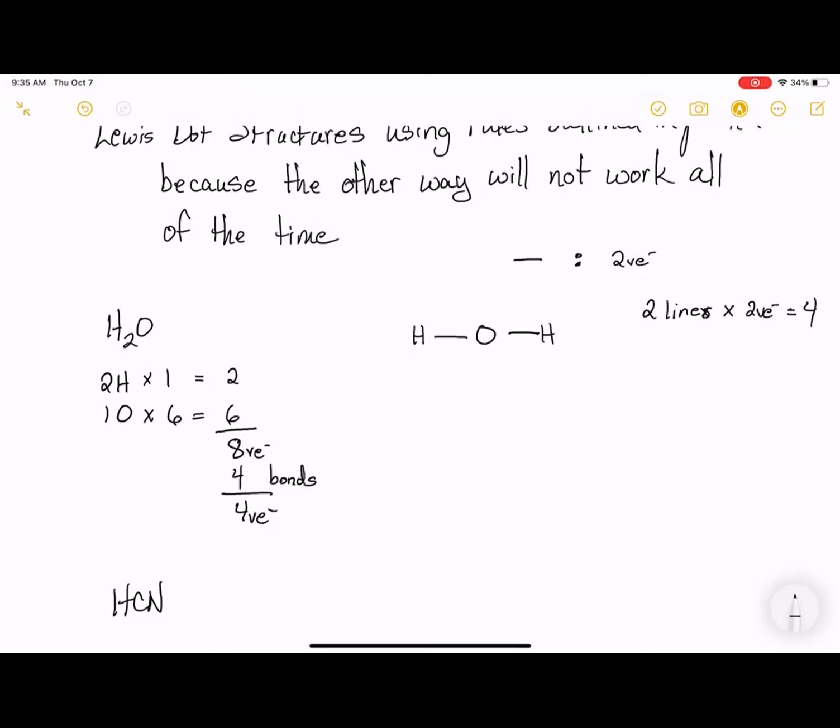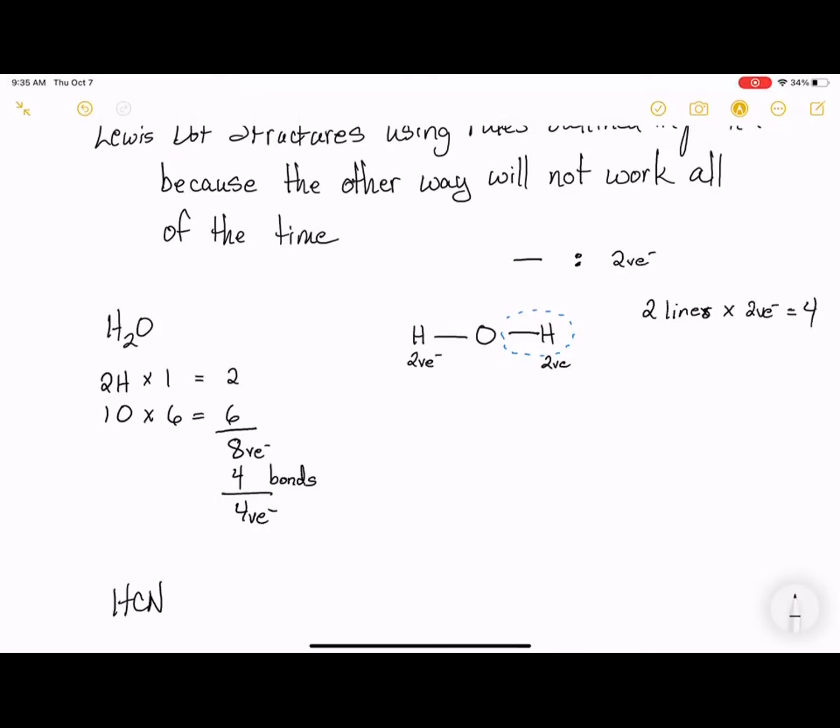You always start by giving your terminal elements an octet. But hydrogen already has an octet because it only needs 2, and it has 2 because it views the electrons in that bond as belonging to it. So it already has 2. So we don't need any more electrons for our terminal atoms.